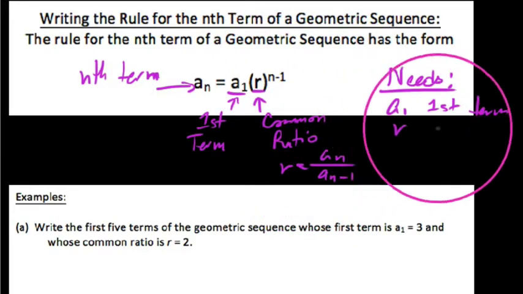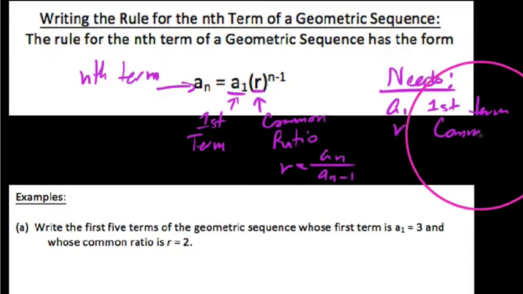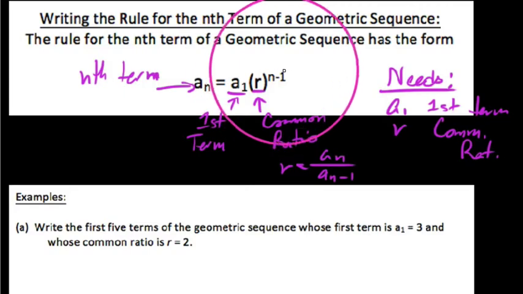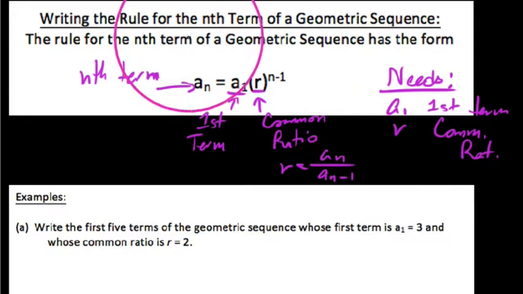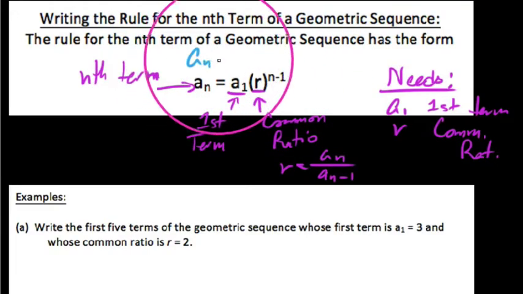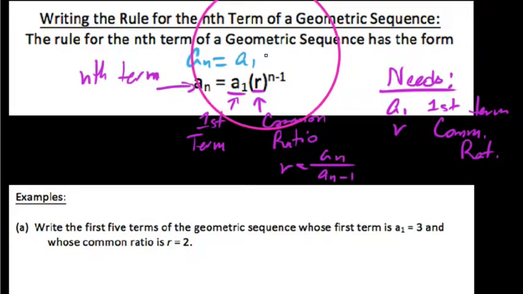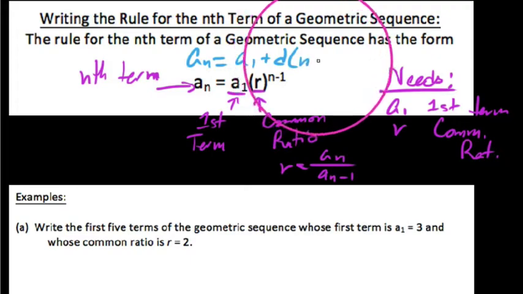And so we need r, which is our common ratio. I'm going to truncate those. So we say, and that's to the power of n minus 1. So what I'm going to do really quickly is write the rule for the nth term of an arithmetic sequence, and we're going to compare and contrast. An arithmetic sequence, remember, is a1, or our first term, plus the common difference times n minus 1.